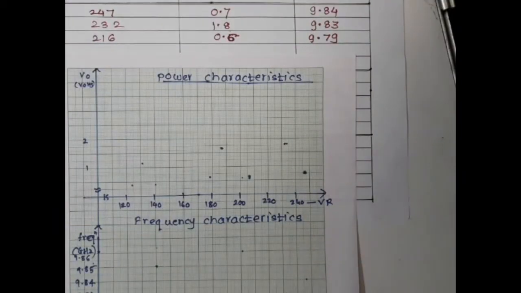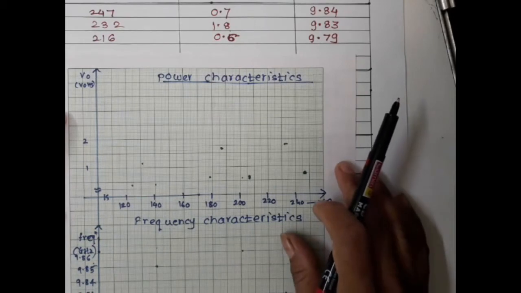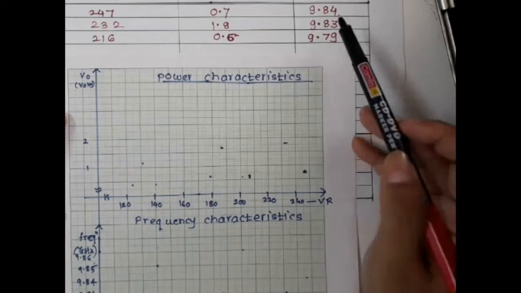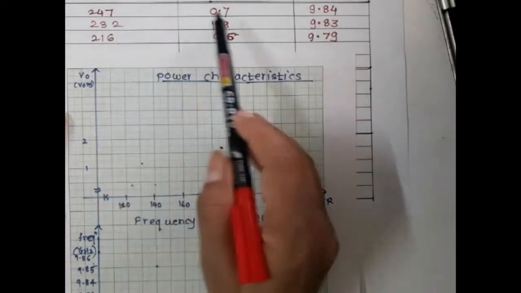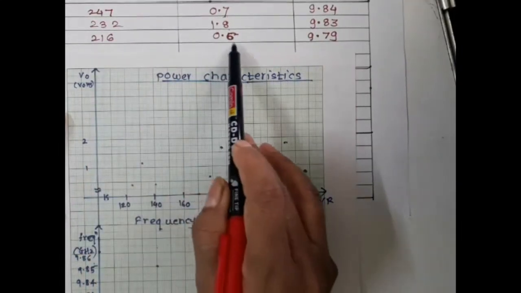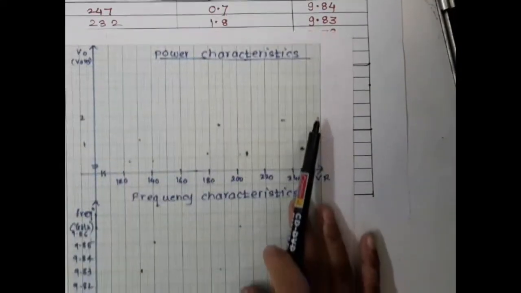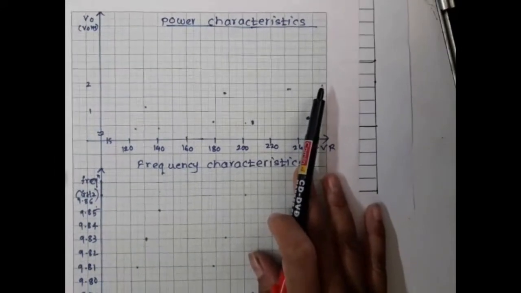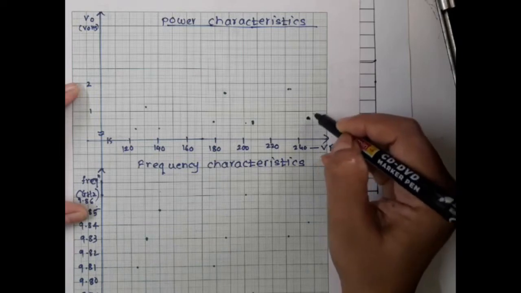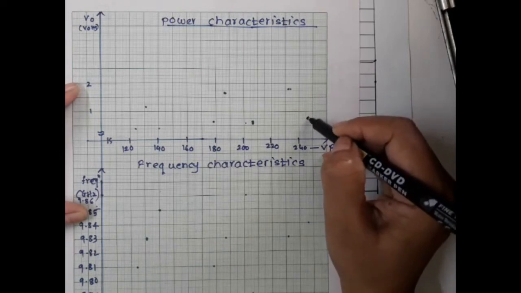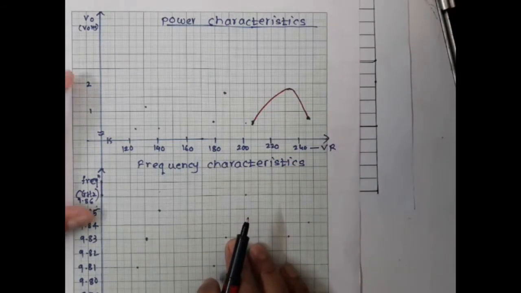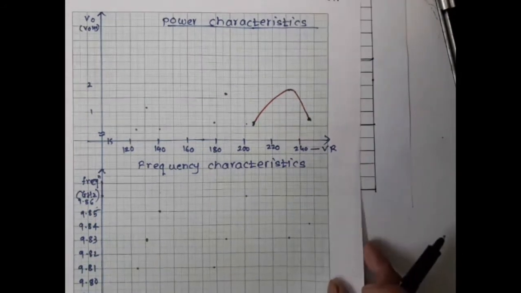Let us plot the power characteristics for the reflex klystron. As we have taken the reading, we can see for 247 we are having 0.7 volt, 232 1.8 volt, 216 0.6 volts. So if I put these points on the graph paper, you can see here these values will be 247, 0.7, 1.8, and if I connect these points, the power characteristics will look like this. So here we have drawn the first mode.